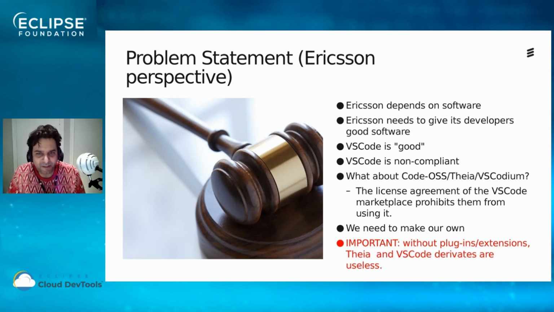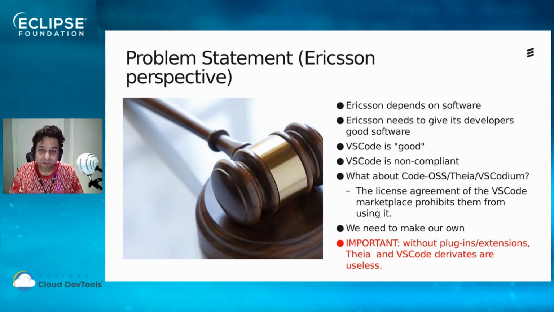So let's revise this problem statement from an Ericsson perspective. Ericsson is a telecom company that absolutely and positively depends on software. We would not be able to deliver anything without software. Ericsson needs to give its developers good software so that they can get their job done. And VS Code is good. But VS Code is not exactly compliant to Ericsson needs.